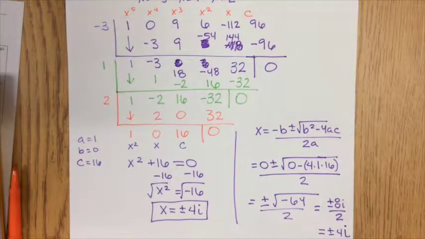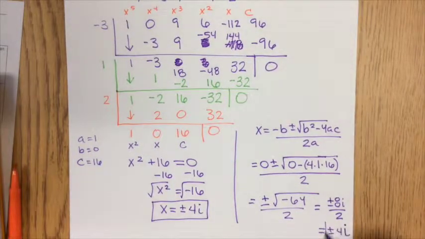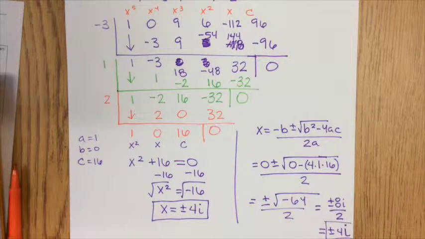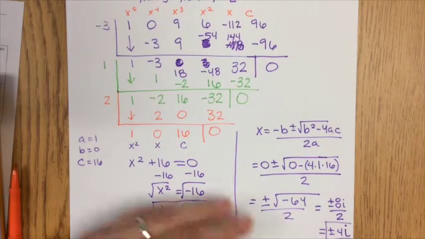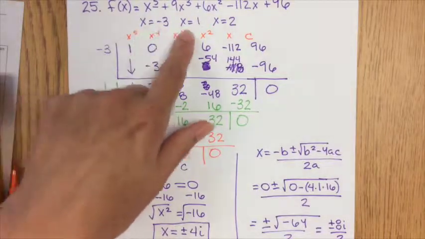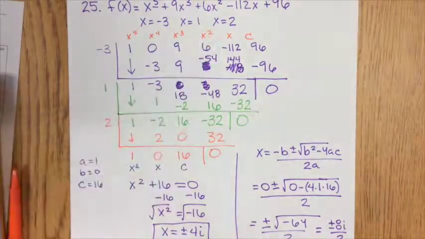Hopefully that helps. How many zeros do we have? 1, 2. And then up here, 3, 4, 5. Write them all down, and that's your answer.